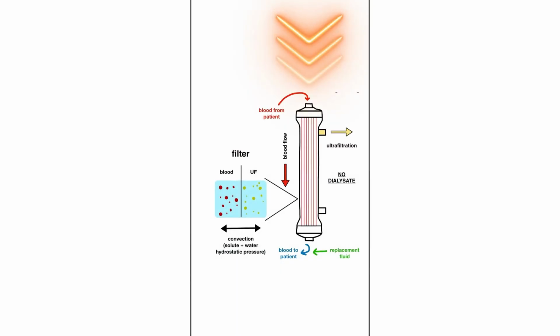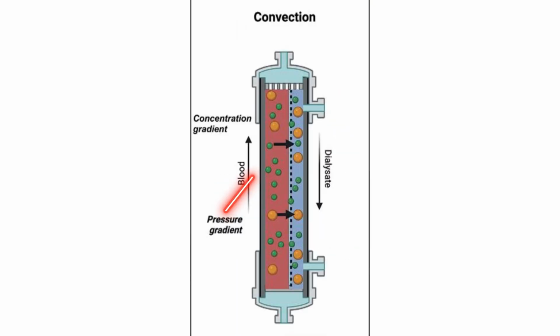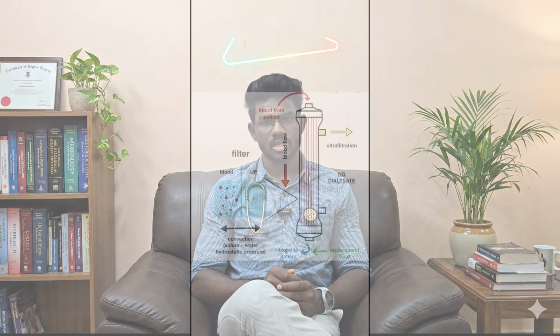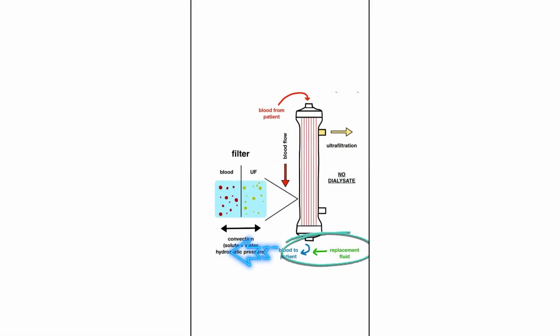Hemofiltration works in a completely different way. Here, pressure pushes the plasma water across the membrane. Whatever fits through the pores, which includes small and many middle molecules, gets carried with this convective flow. And because of this, the ultrafiltrate has solute levels similar to the plasma. So the effluent saturation here is close to 100%. And here we replace the removed fluid with ultrapure sterile substitute fluid, which has electrolytes and buffer but no toxins.